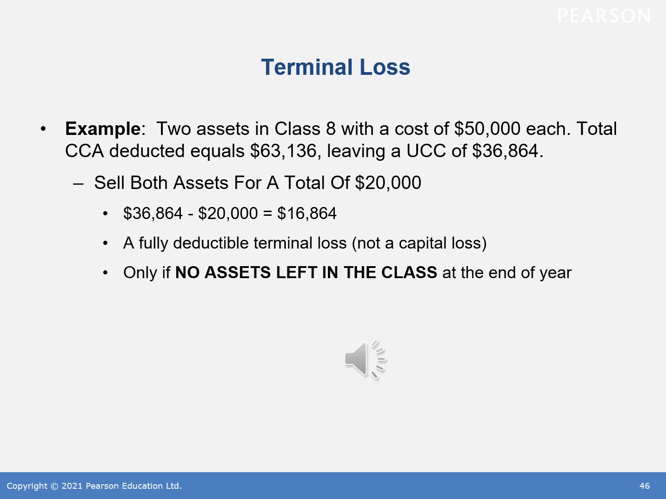The last example that we'll walk through is a terminal loss, where we have the same assets and we sold both of them for 20 grand in total. So we have the 36,864 UCC less the $20,000 proceed of disposition, leaving a UCC of 16,864. However, in this example, we have no assets left in the class. Since there are no assets left in the class, we now have a fully deductible terminal loss. It's not a capital loss, it's a terminal loss.